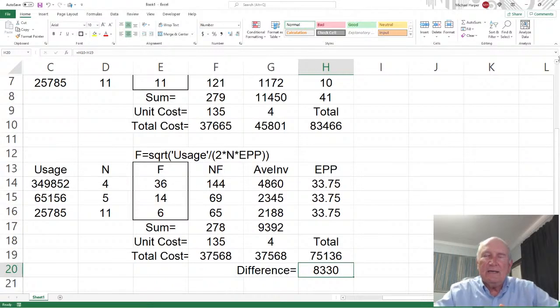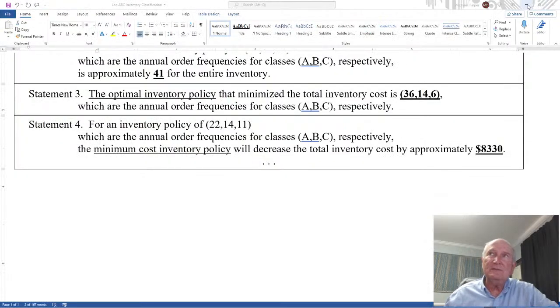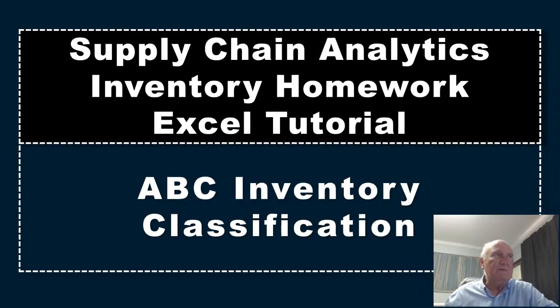And so that can build. That's every year, or whatever your planning horizon is, then you have a savings. So that's all I have for this analysis. There's more analyses, but this is good for now.